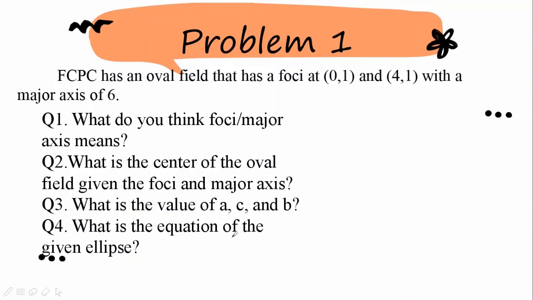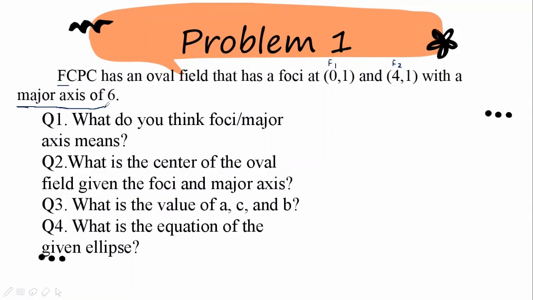So before we proceed to the explanation of each question, let's first analyze problem one and identify the given. According to problem one, the oval field has foci at (0, 1) and (4, 1), meaning (0, 1) is our focus 1 and (4, 1) is focus 2. And we also have the given major axis of 6.